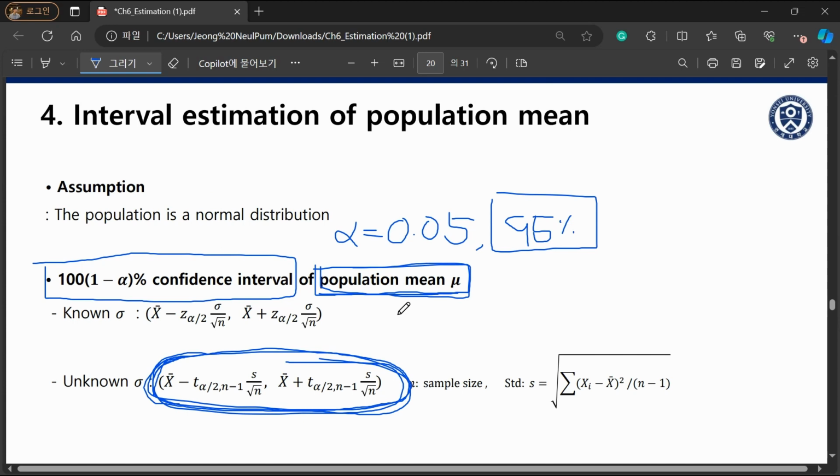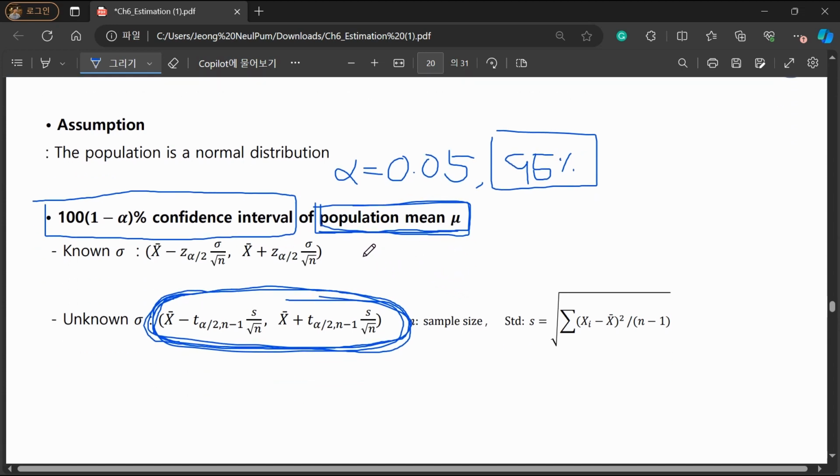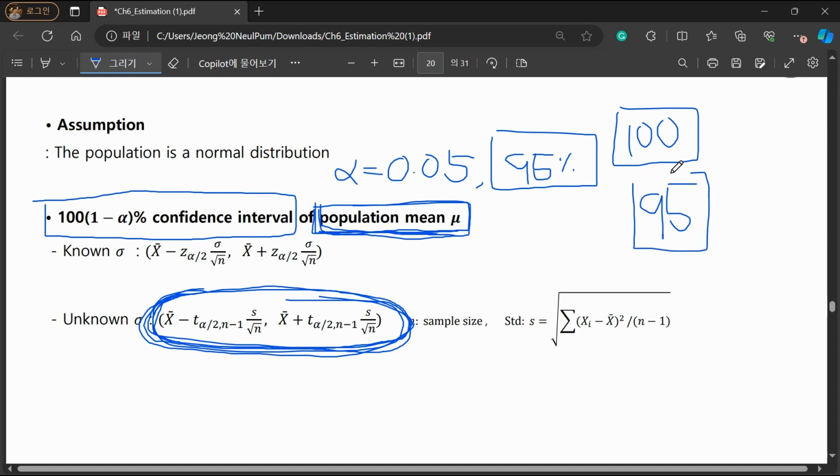So what we have to say is that when we check whether our population mean mu is included in this confidence interval, for example 100 times, 95 times, I mean, out of 100 experiments, 95 percent of those experiments will be successful. I mean, if we have 100 experiments, then 95 percent of the 100 experiments will be successful, which means that our population mean mu is included in this confidence interval.